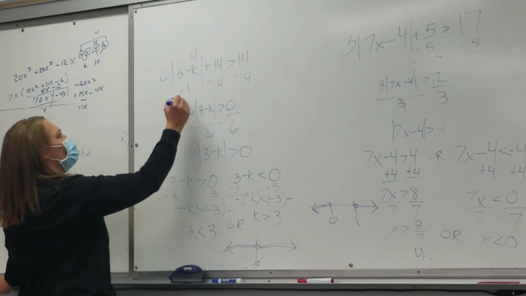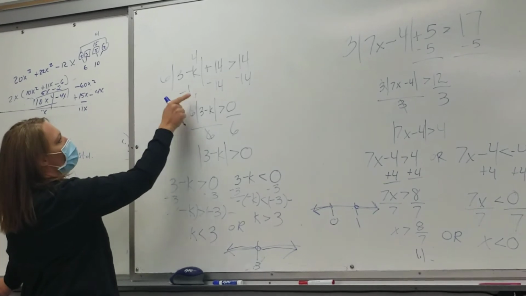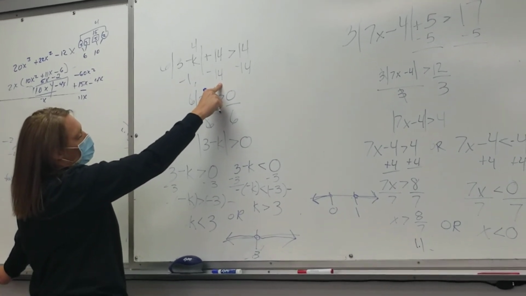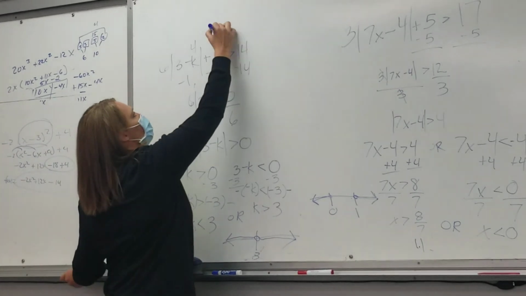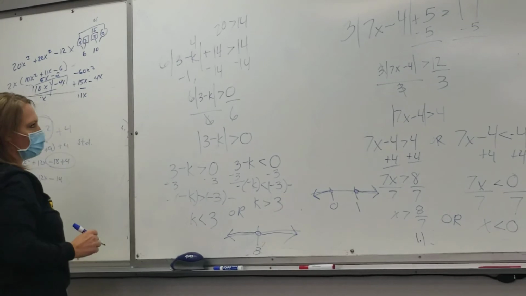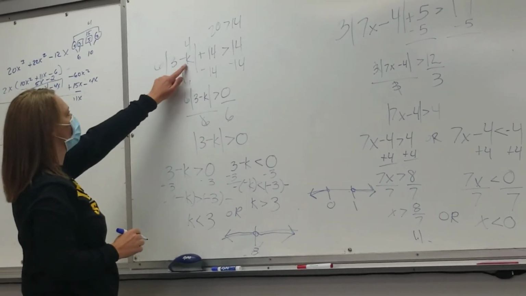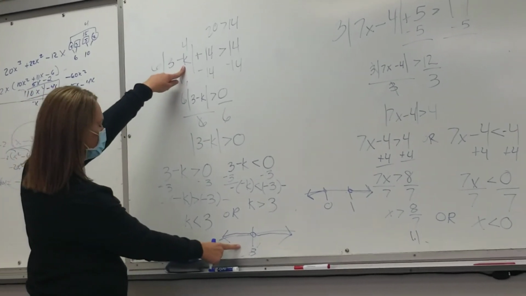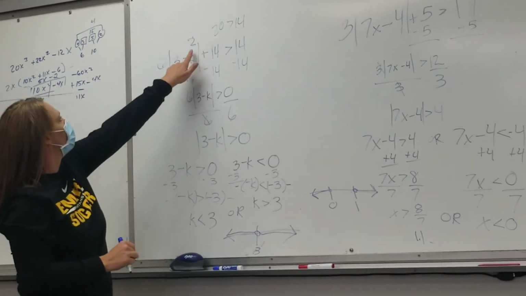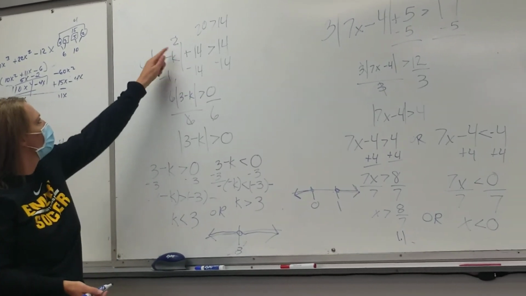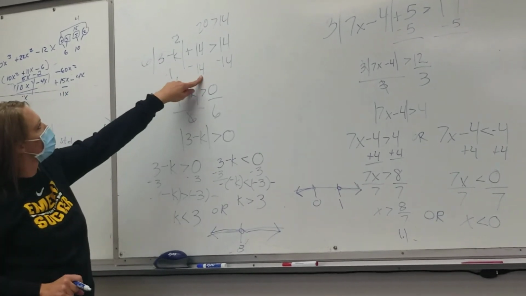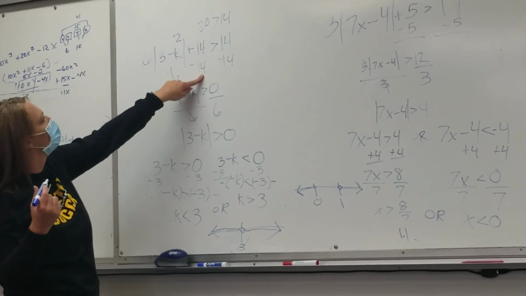Okay, so positive 1, so 6 times 1 is 6 plus 14 is 20. Is that greater than 14? 20 is greater than 14, is that true? Yes. Good. Okay, so now we're going to go back and do one on the left of 3, so should we do 2? Okay, let's do 2. So 3 minus 2 is 1. 6 times positive 1 is 6, plus 14 is 20 again.